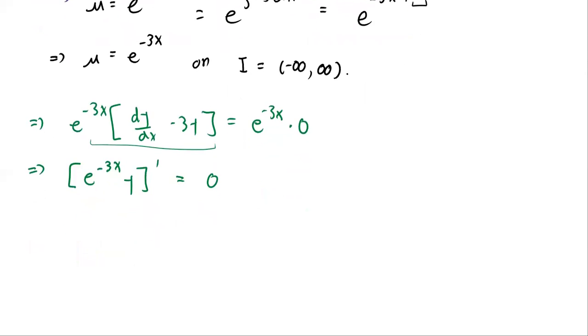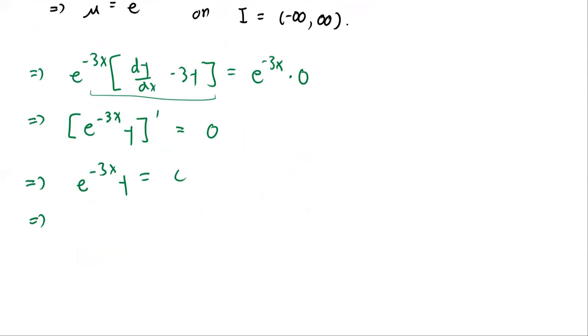Okay? We want to get rid of the derivative, so we integrate both sides with respect to x. So we get e to the negative 3x times y equals a constant. Right? You integrate 0 with respect to x, and you get a constant. Right? Divide both sides by e to the negative 3x to solve for y. You get that y equals a constant times e to the 3x. And that is your general solution. As simple as that.